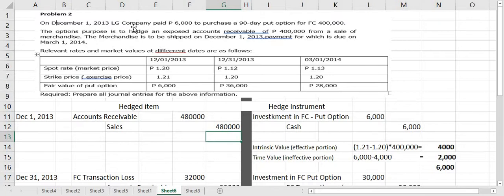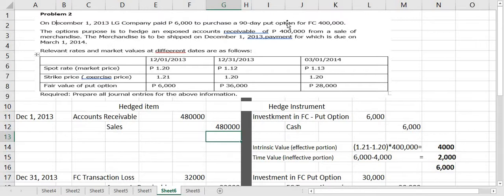On December 1, 2013, LG company paid 6,000 pesos to purchase a 90-day put option for a foreign currency 400,000. The option purpose is to hedge an exposed accounts receivable of 400,000 foreign currency from a sale of merchandise. The merchandise is to be shipped on December 1, 2013, payment for which is due on March 1, 2014.